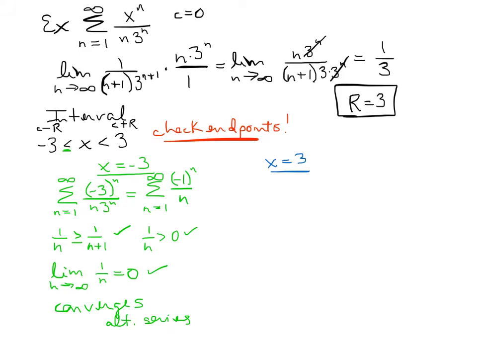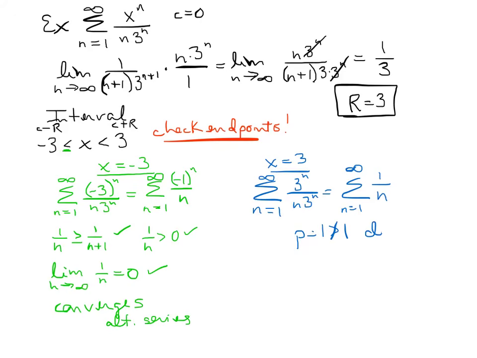All right, now let's check 3. So I'm going to plug in 3. The sum from n equals 1 to infinity of 3 to the n all over n 3 to the n. So the 3 to the n's cancel. And I'm just left with 1 over n. That's a p series. P is equal to 1. That's not bigger than 1. It diverges. So it diverges by p series. And so that means that that inequality stays. There's no equal sign there.